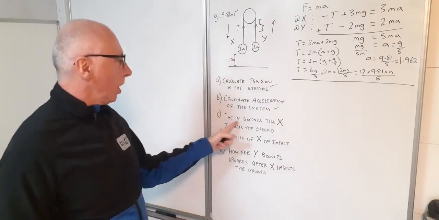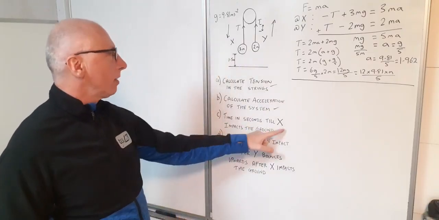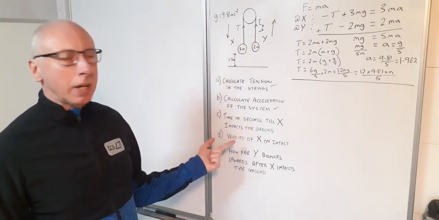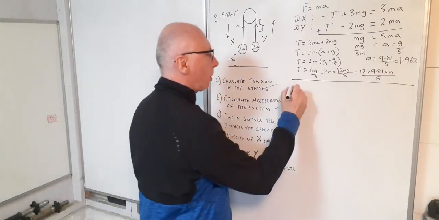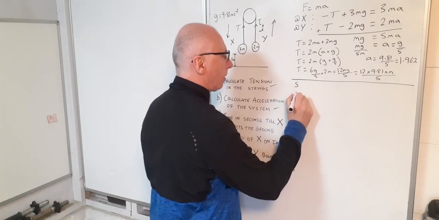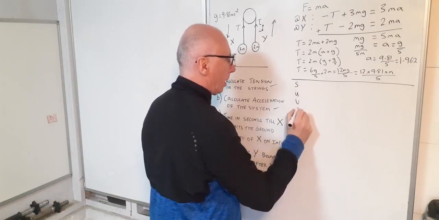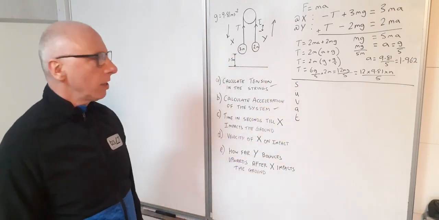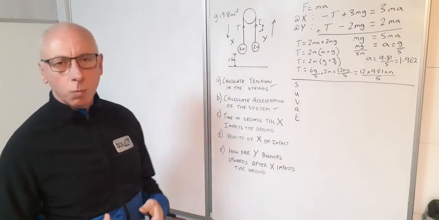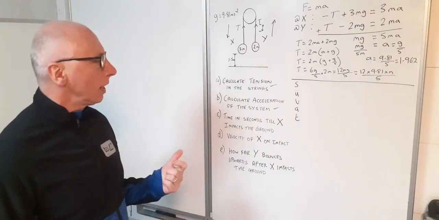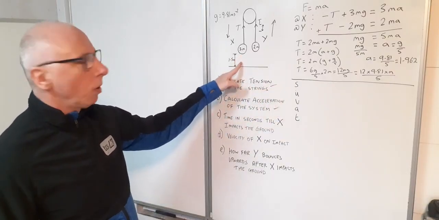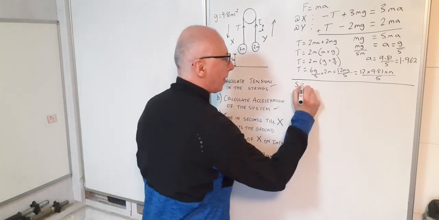So now we want the time in seconds till x impacts the ground. This is going to be using our kinematic equations, so we want to use SUVAT: s, u, v, a and t. I always recommend writing these down first and then seeing what you've got, and then you can work out which of the 5 formulas you need. So s is the displacement. Well, it's going to be 1.5 meters.